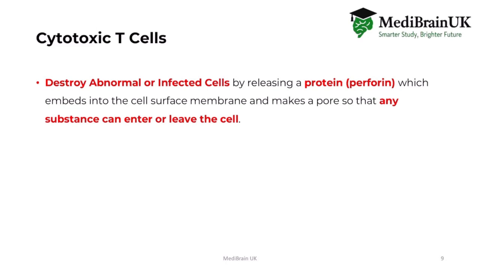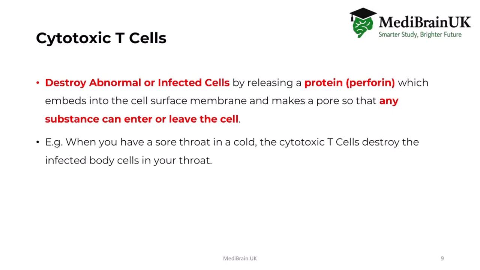Okay, now putting this into an example, when you have a sore throat, when you have a cold, your cytotoxic T cells destroy the infected body cells in your throat. That's why when they're destroying those infected body cells, if you look at the back of your throat, it's a bit red, because your white blood cells are attacking and getting rid of all those pathogens which are present in your throat. And you will also feel like your voice is sort of croaking up a little bit, and that's because the cytotoxic T cells are damaging the infected body cells.